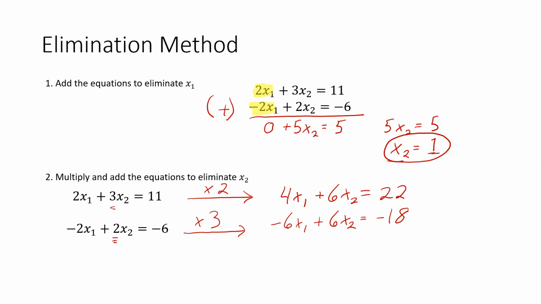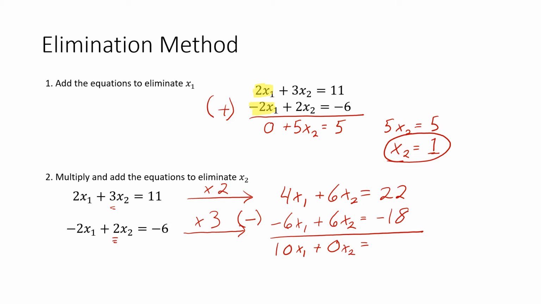So now I can take care of them by subtracting one from the other. I am going to subtract. What do I get? 4 minus negative 6. 4 minus minus 6 gives me 10x1, plus 6x2 minus 6x2 gives me 0x2.